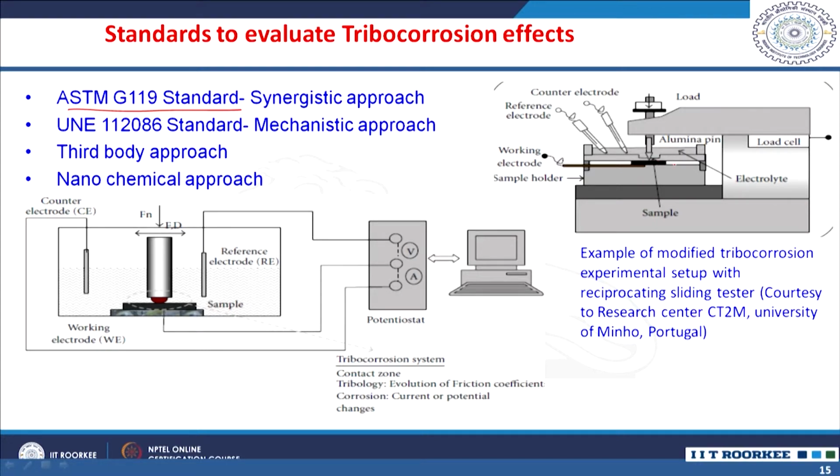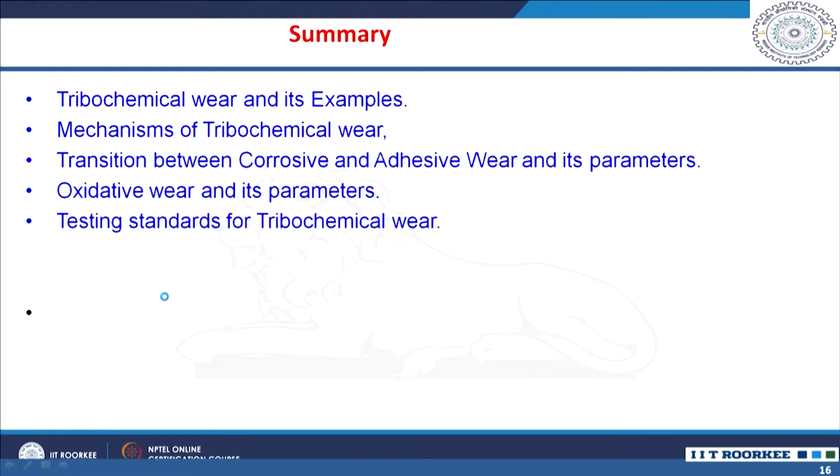This is one reciprocating setup. When the load is applied, you can see there is a reference electrode and a counter electrode. This is the specimen sample, which is called the working electrode. So, in a corrosive environment under loading conditions and reciprocating movement, you can evaluate the effect of this sliding in a corrosive environment, the synergetic effects of mechanical wear and corrosive wear, that is tribocorrosion. There are certain standards available to evaluate the tribocorrosion effects.